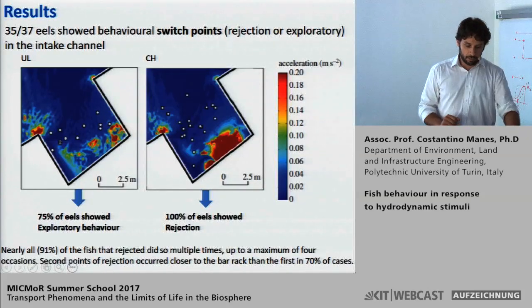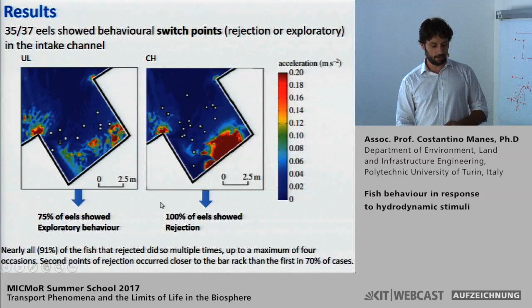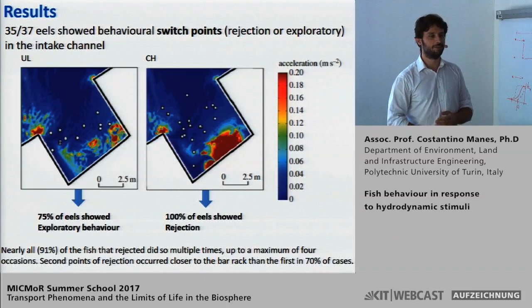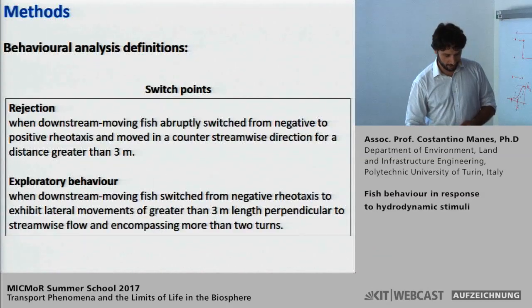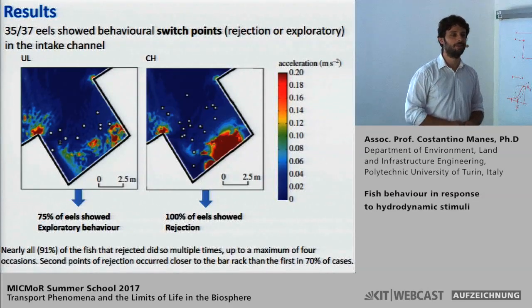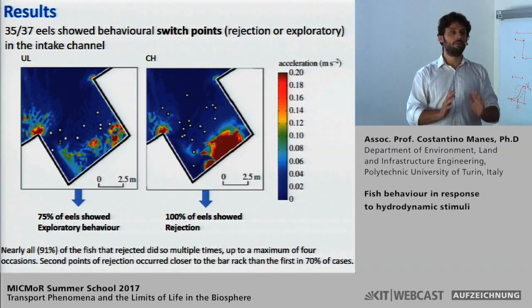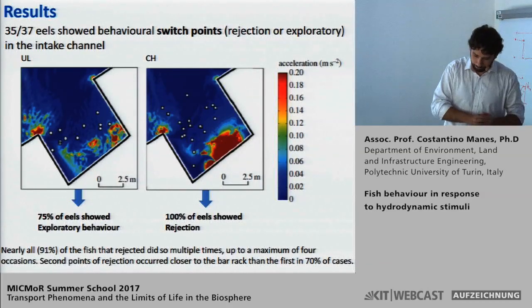Now, 35 out of 37 eels, so all of them showed a reaction when they approached the rack. Okay, now you can tell your definitions of rejection, of exploratory, how did I call it? Exploratory behavior is arbitrary. You can see whatever you want. Fine, but it's definitely an objective result that all of them reacted. All of them stopped being drifted. So they either stopped or got scared. Okay.